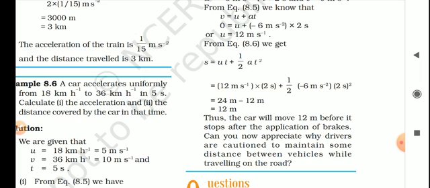So can you now appreciate why drivers are cautioned to maintain some distance between the vehicles while traveling on the road? Why? Because after the application of brakes it will take certain time, that is in this case it will be taking 2 seconds before the vehicle stops. So that's why the drivers are cautioned to maintain some distance between the vehicles while traveling on the road, because it takes a certain amount of time after application of brakes to stop the vehicle, which will be coming to rest after a few seconds.